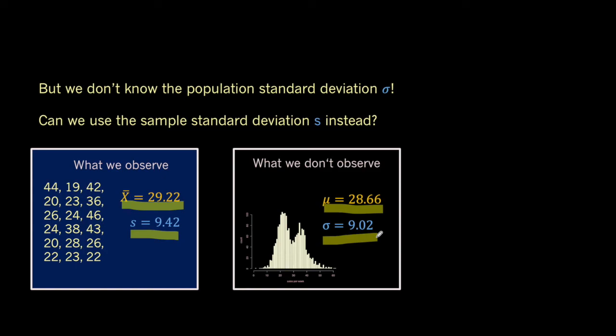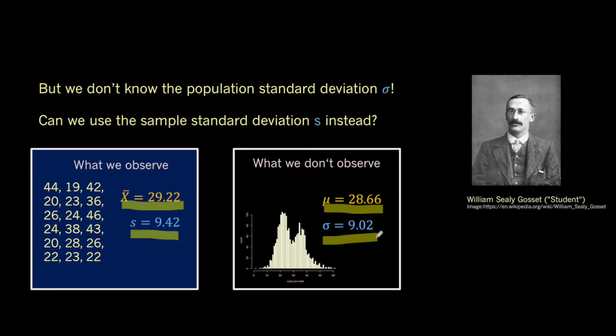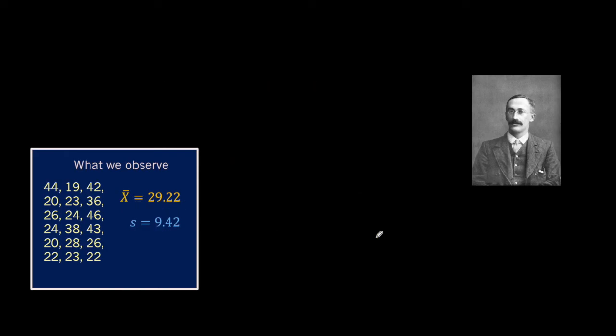Okay, it's not such a bad idea. The problem is, are we making a mistake? So this question was studied by this person, William Gossett. William Gossett was working at the Guinness distillery in Ireland, and he was in charge of doing R&D to make better beer. More than 100 years ago, he had this problem, and he was a very good statistician, and he developed rules and a whole machinery to use S, the sample standard deviation, instead of sigma. Okay? So how does this go?